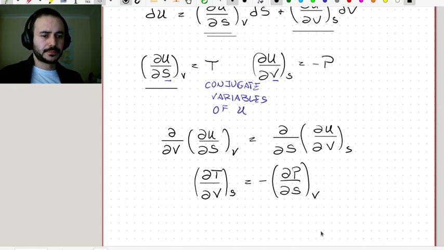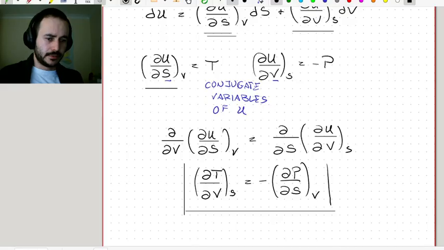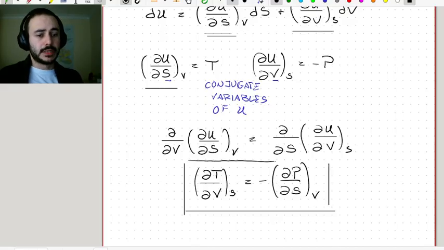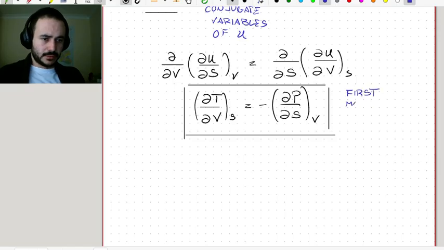Okay, so this is the first of a series of relationships that we are going to be using a lot in this chapter and also in the coming chapters, which is called Maxwell's relation. So this is the first Maxwell relation.